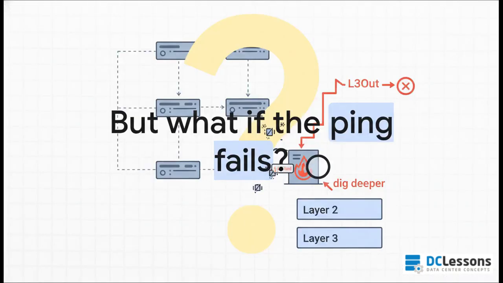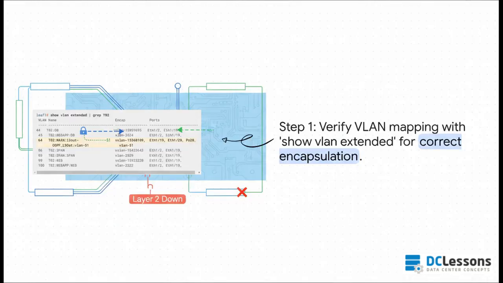But what if it fails? This is where the real detective work begins. A failed ping tells us the problem's down at layer 2 or layer 3, right there at the connection point. So we've got to start digging. If that ping fails, we drop down to layer 2. Our very first stop is the VLAN config.